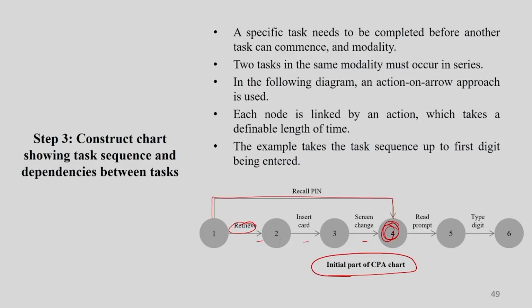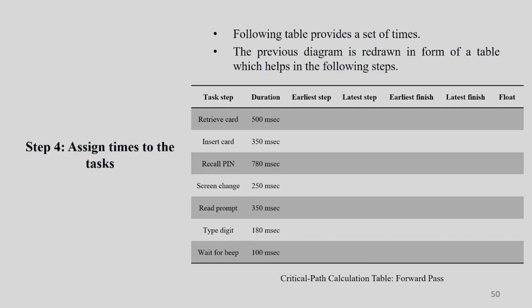So here this portion is dependent on this. You should remember your pin, otherwise you will not be able to proceed further. Now once it is there, you are assigning the time to each particular task. For this particular example, we calculated in milliseconds. So retrieving card, insert card, recall pin, screen change, read promptly, type the digit and wait for the beep. For all these things we have calculated the time in milliseconds.